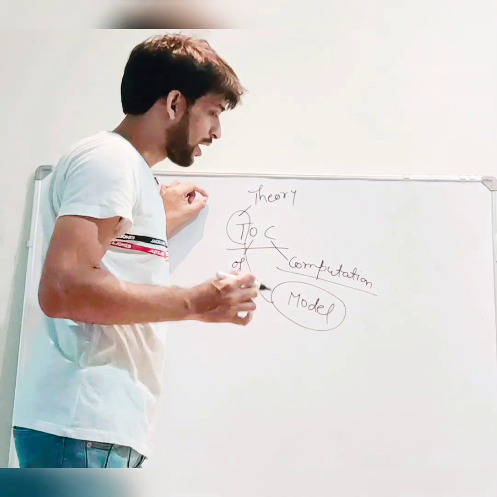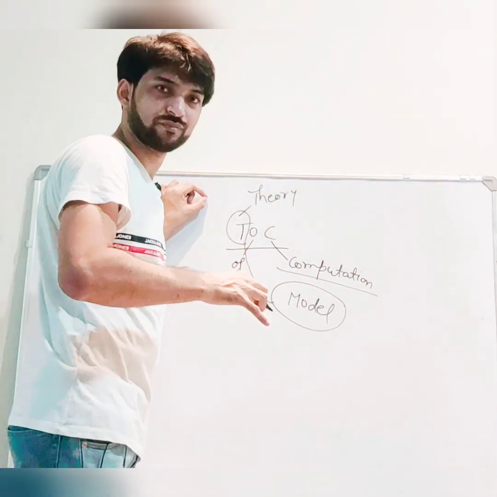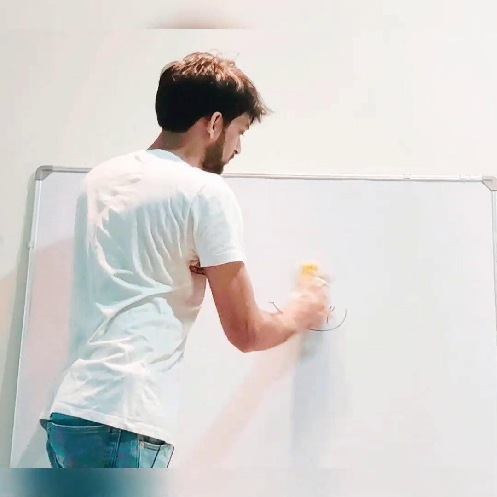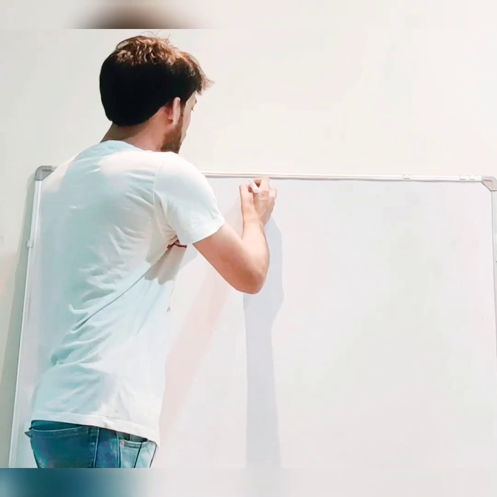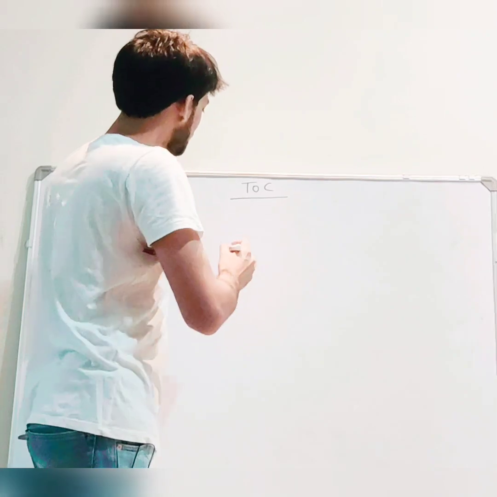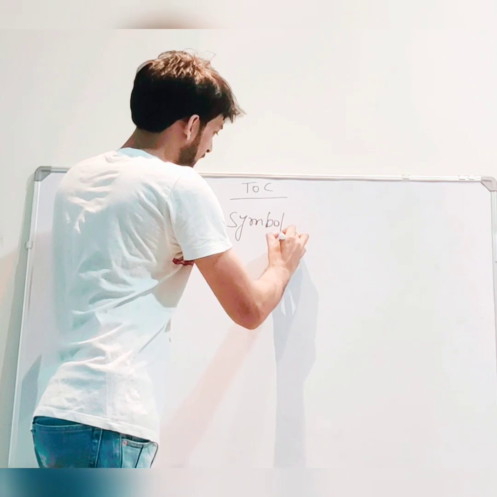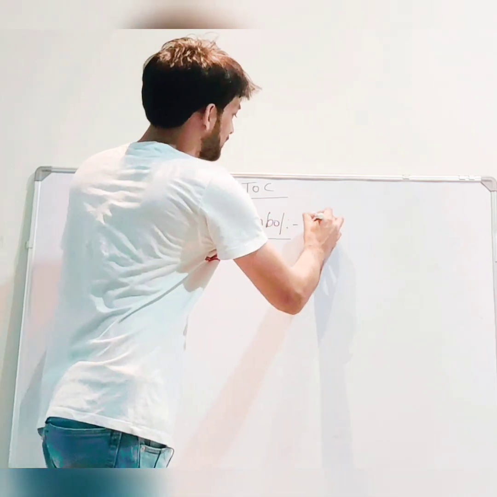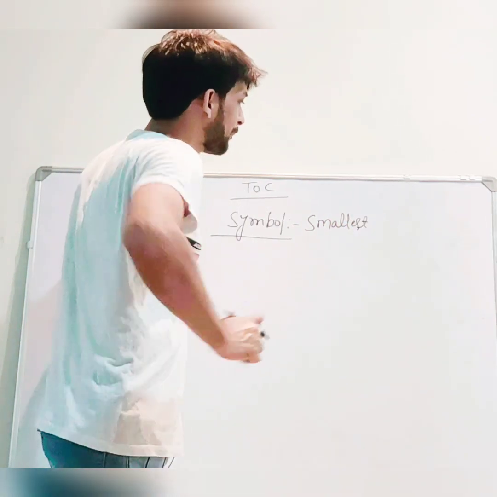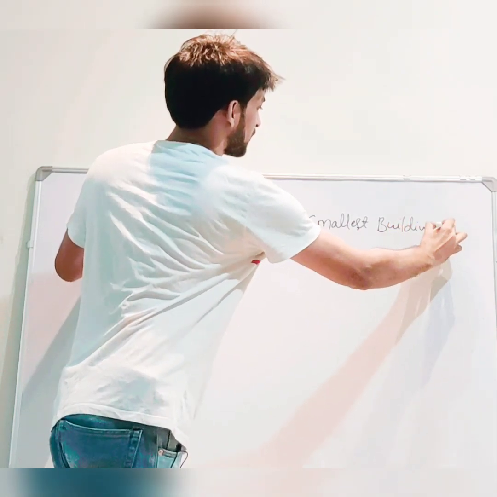I am going to start this subject from the beginning, from the basics. So focus here. In TOC, Theory of Computation, the basics start from the symbol, and a symbol is the smallest building block.